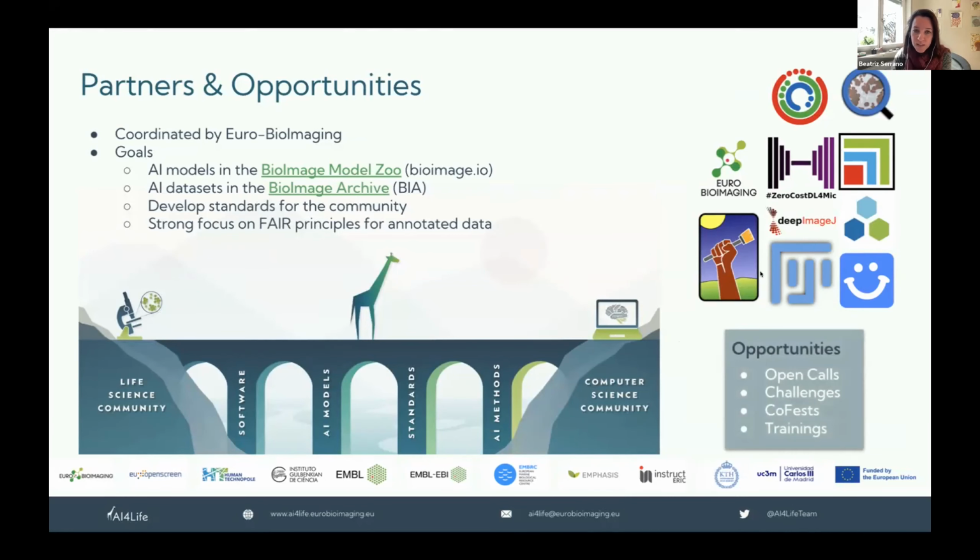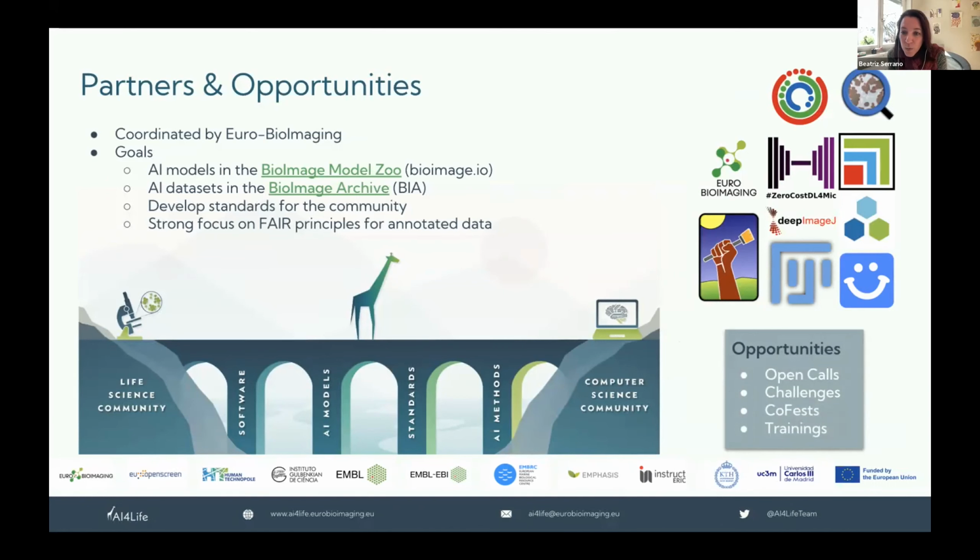There are different opportunities for the image analysts here and also for the computational experts. So on one side, we have open calls that we will be launching yearly. We opened one last month, and we are about to close it. This will happen 3 times over the 3 years of the project.